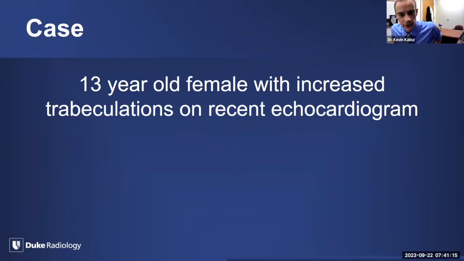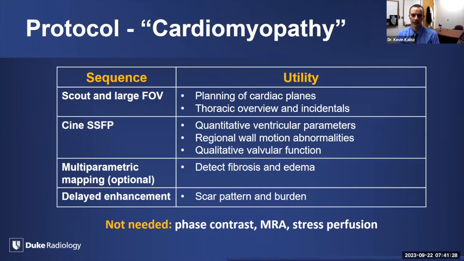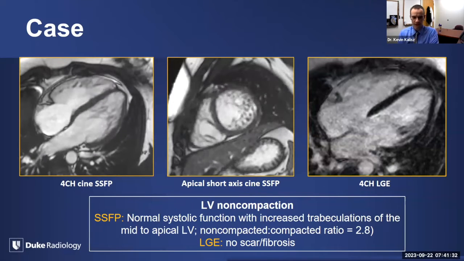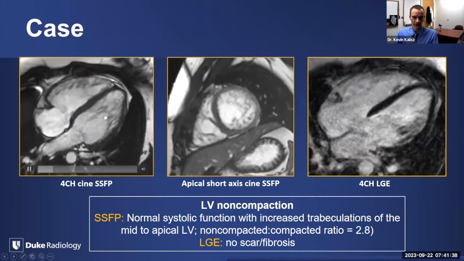Next, 13-year-old female, I should say she had a screening echocardiogram for some reason, and it noted increased trabeculations. So this is a good scenario for the concept or the pathology of LV non-compaction. This would just be a classic cardiomyopathy protocol. So what does non-compaction look like? Really, this is a morphologic assessment. So all you really need is good SSFP images.